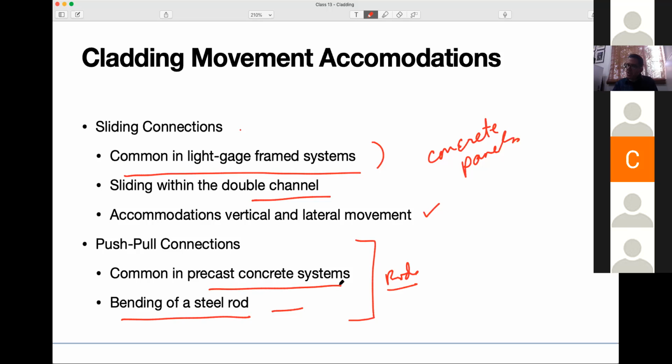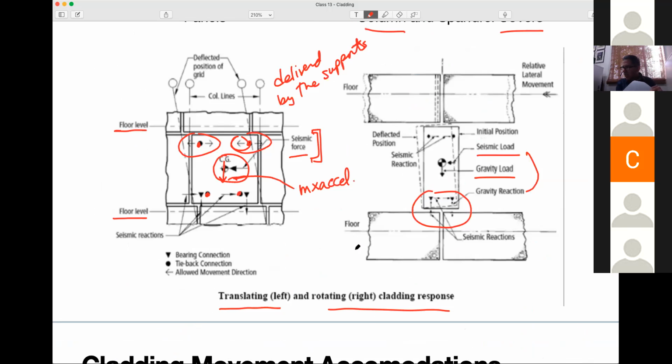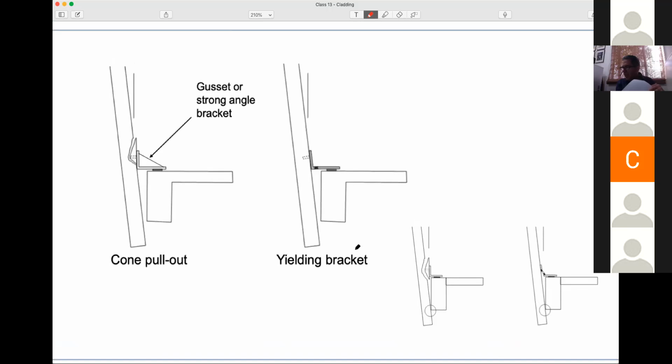So just going back to those degrees of freedom, right? You've got translational and rotational. This is more for in plane. And then this would be for both in and out of plane movement. Okay, so we'll look at a couple of precast panel connection failures.